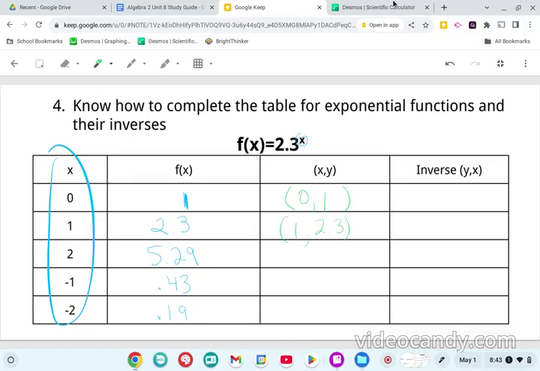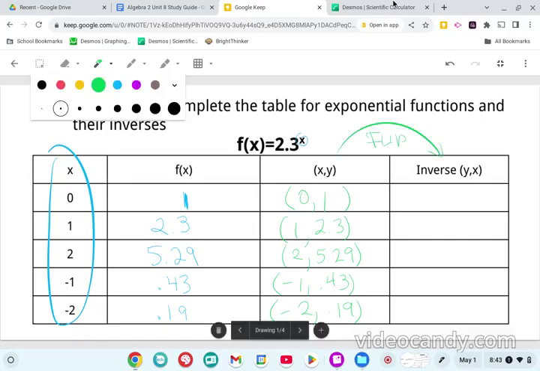2.3, 2, 5.29, negative 1, 0.43, negative 2, 0.19. And then the inverse is you just flip them.